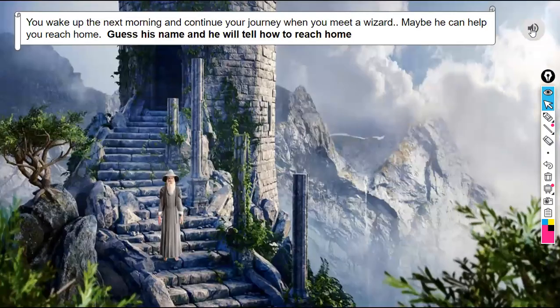All right, so we have our next cutscene, so get that piece of paper ready. After resting in the house with the mouse, with rhymes for some strange reason, remember, you're trying to find a way back home. So on your journey, you see this little castle and it has this wizard here. If we can guess his name, he might tell us how to reach home.